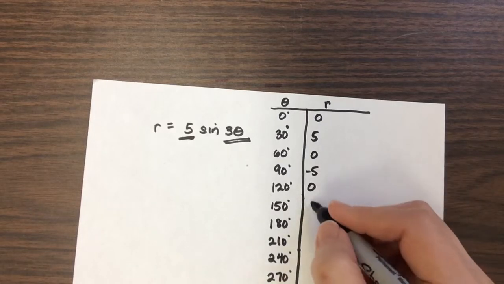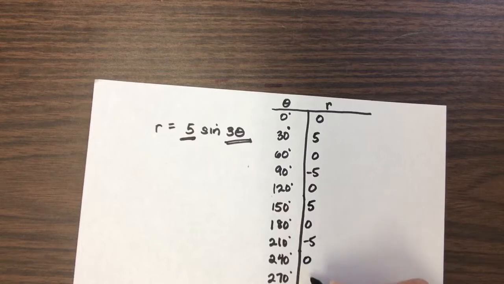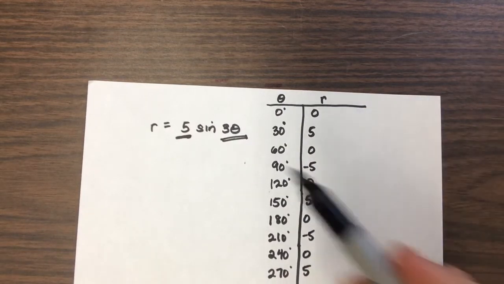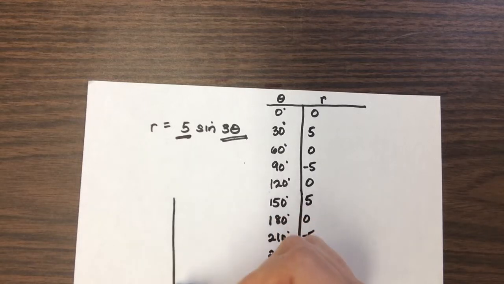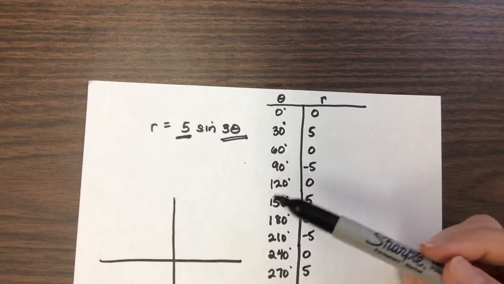And it's going to repeat itself. So 5, 0, negative 5, 0, 5, 0, negative 5, and back to 0. Alright, so let's look and see what this graph's doing. So I am going to draw my polar graph.